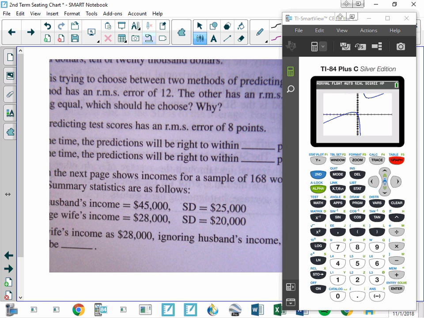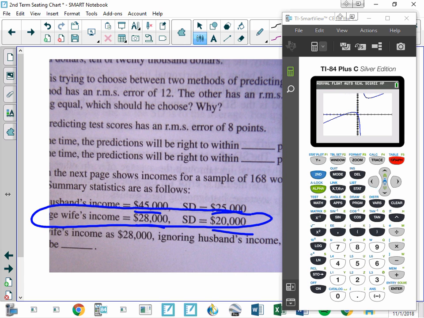So husband's income is $45,000 with an SD of $25,000. Wife's income is $28,000 with an SD of $20,000. And A asks, if you predict wife's income at $28,000, ignoring husband's income, your RMS error will be what? $20,000. How come? That's the SD of the Y value, so I'm only using this. I'm not even paying attention to the X values. And the RMS error is the SD. Okay?